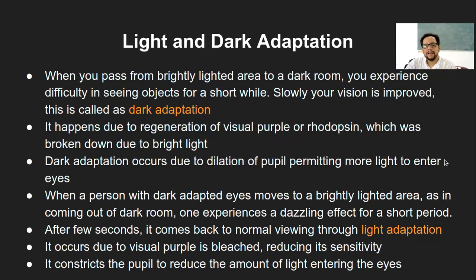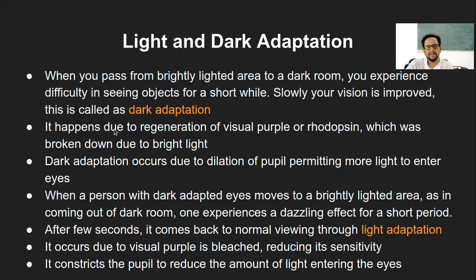Then there is something called light and dark adaptation. These are two important topics from this particular chapter. It's literally an adaptation to a particular situation, whether it's a light or dark situation. When you pass from a brightly lighted area to a dark room, you experience difficulty in seeing an object for a short while, because your eyes are tuned to seeing bright light, and slowly your vision improves, and that is what is called dark adaptation. That means you are adapting to the dark situation when you are coming from a highly bright area.